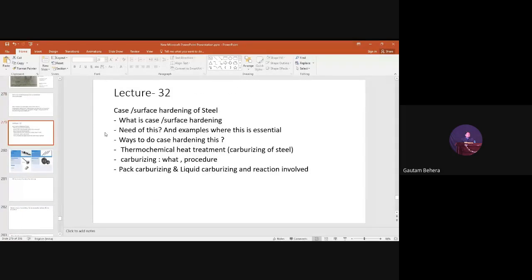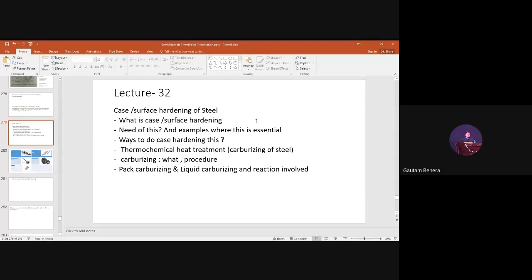So today is lecture number 32, and the topic is basically on case or surface hardening of steel. The name itself is suggesting that we have to harden only the case of the steel, or only the surface of the steel will get hardened. Hardened means it will become stronger. It means the hardness will increase, or the strength of the surface will increase compared to the core.